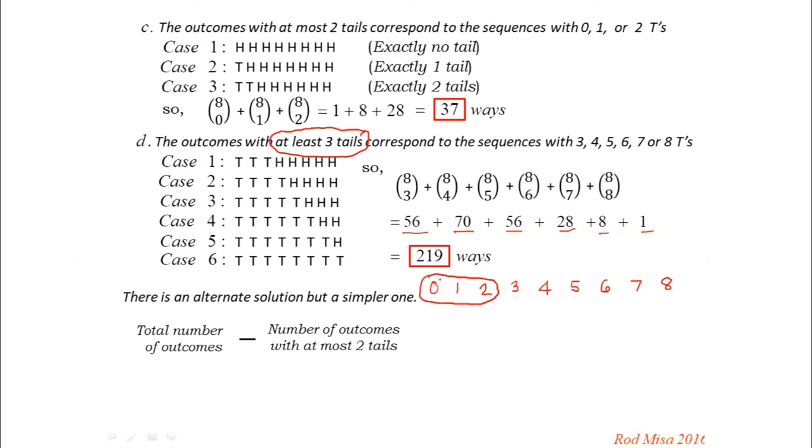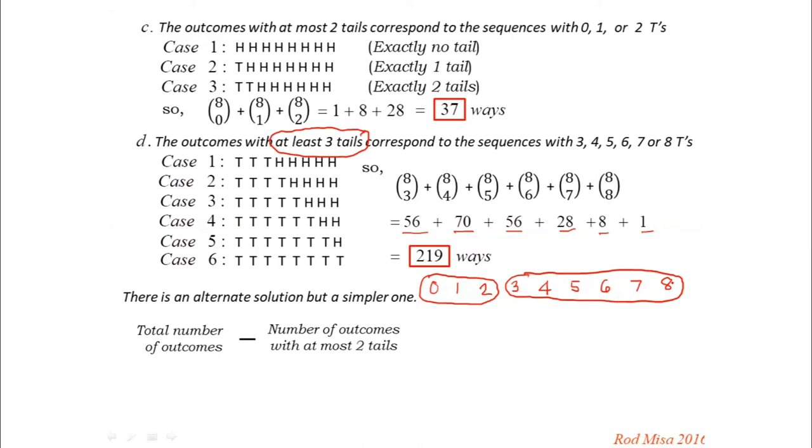So an outcome without any tail, an outcome having exactly 1 tail, and an outcome of having exactly 2 tails. So these are the possibilities when you expect at most 2 tails in the outcomes of tossing a coin 8 times. But when you say at least 3 tails, you will have these possibilities here. Expecting exactly 3 tails, or exactly 4 tails, or exactly 5 tails, or exactly 6 tails in the outcomes, exactly 7 tails, or exactly 8 tails.